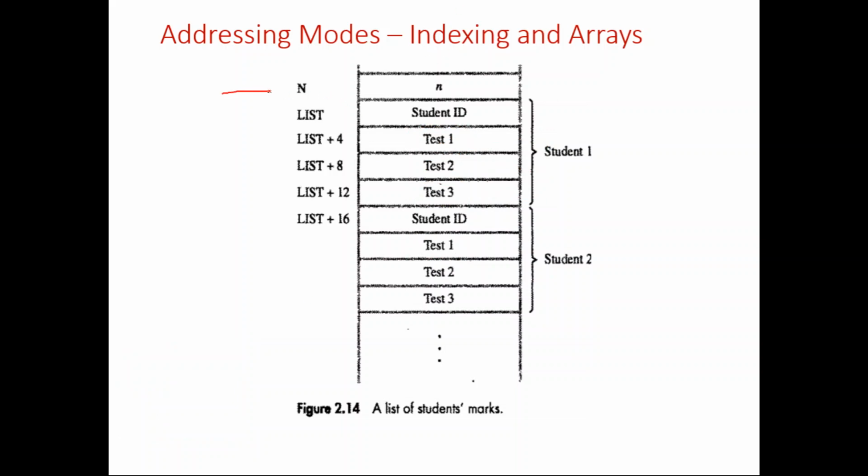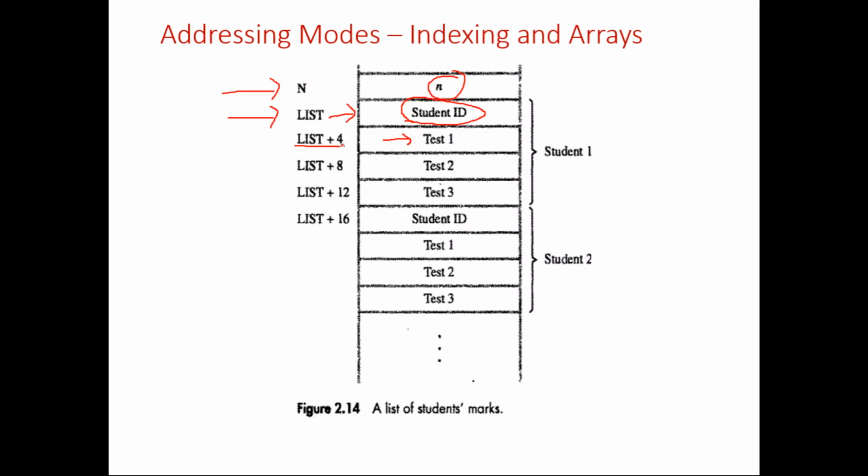The memory location n contains the number of students' details. And this list contains the student ID of the first student. Here we are assuming the computer is a 32-bit word size computer, that is each word occupies 4 bytes. So the test 1 marks of the first student will be in the location list plus 4. List contains the starting address of the first student's student ID.